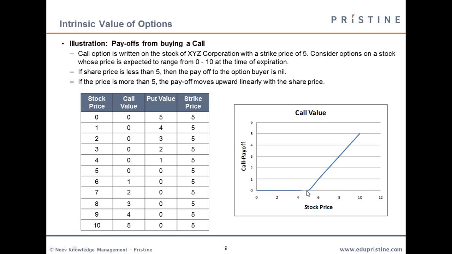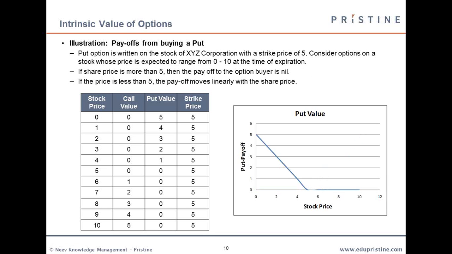So in case of a call, until the break-even point, which is the strike price, until 5, we get a 0 payoff, and then it increases linearly based on the stock price increase. Thus, we can plot the call payoff as shown. In case of put, as I said, it's exactly the opposite. But the thing to remember is the stock price cannot go below 0, so it will always stop at the 0 point.